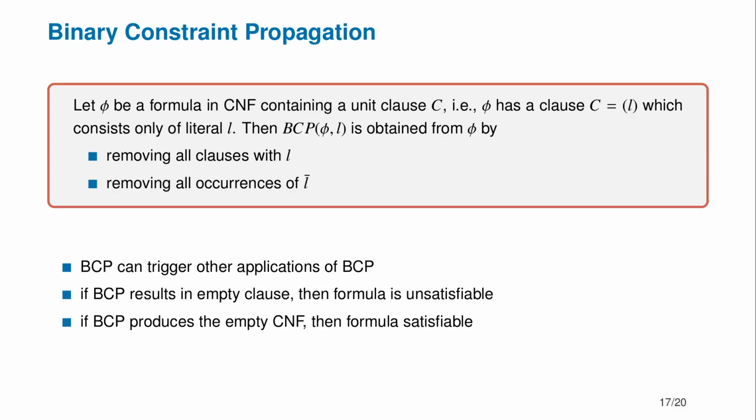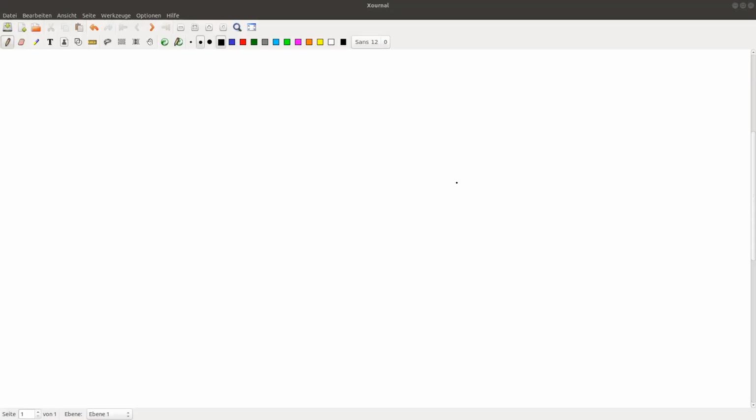And I would like to conclude this video with some discussion of how to solve formulas in conjunctive normal form and how the basic concepts of a solver work. For this purpose, I introduce a very simple but extremely powerful technique, which is called binary constraint propagation. Before we look at the definition, let's consider an example.